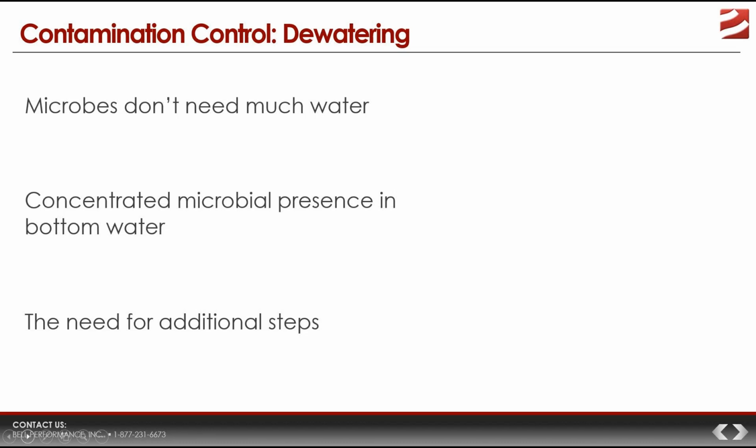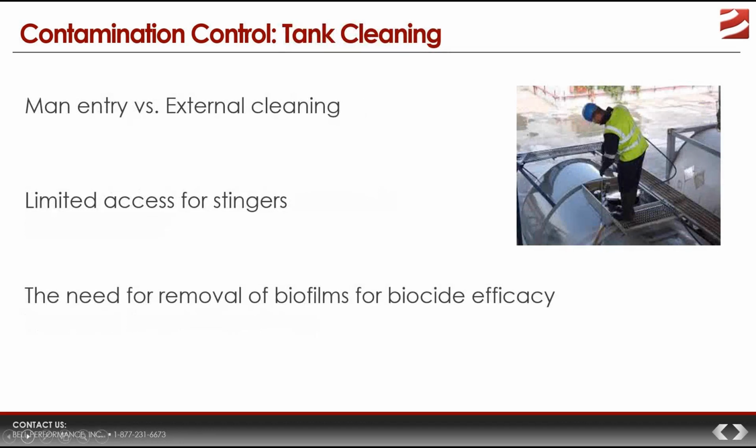Now remember, we said that each milliliter of tank bottom water can contain up to 1 billion microbes. So if you have 2 gallons of water, that's enough water left to support 8.5 trillion microbes. So it is really important to get as much bottom water out as possible. But we also have to have the expectation that we're not going to get it all. And the simple fact that bottom water has so much concentrated microbial presence means we have to do more than just remove the water if we hope to solve the problem. We have to do stuff like tank cleaning.